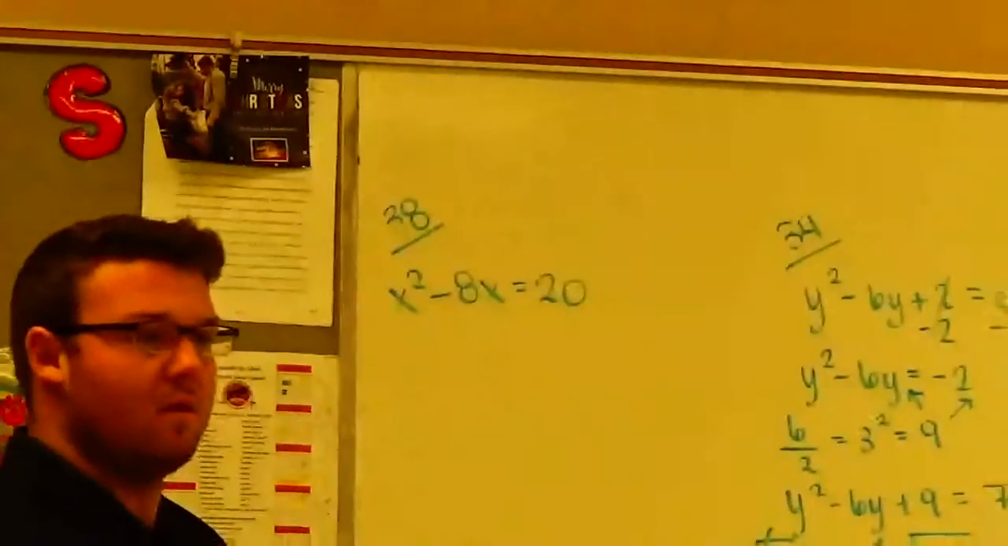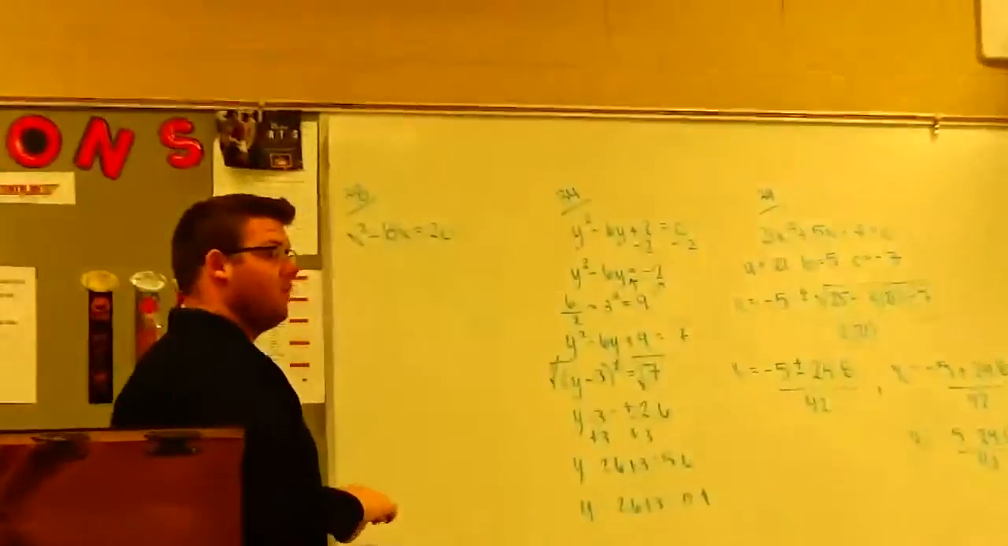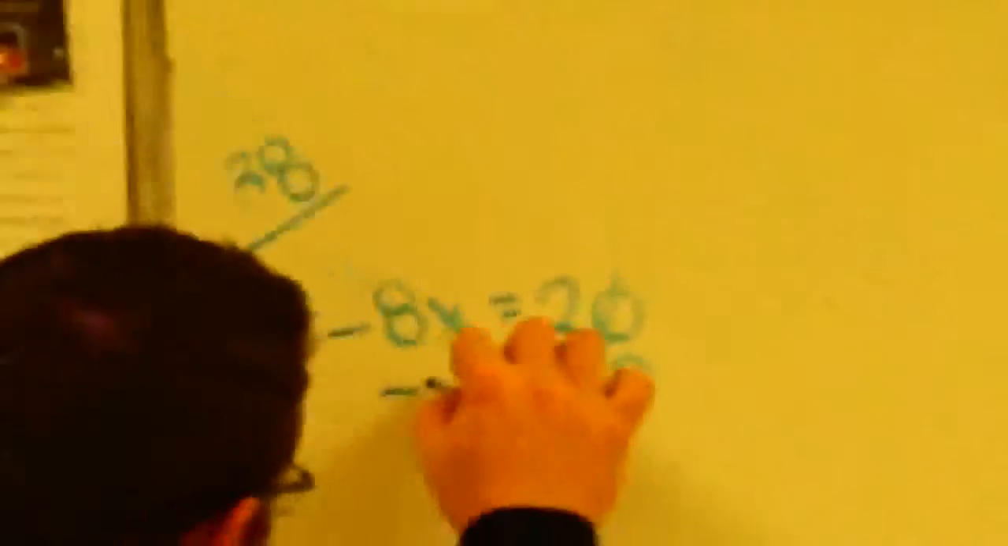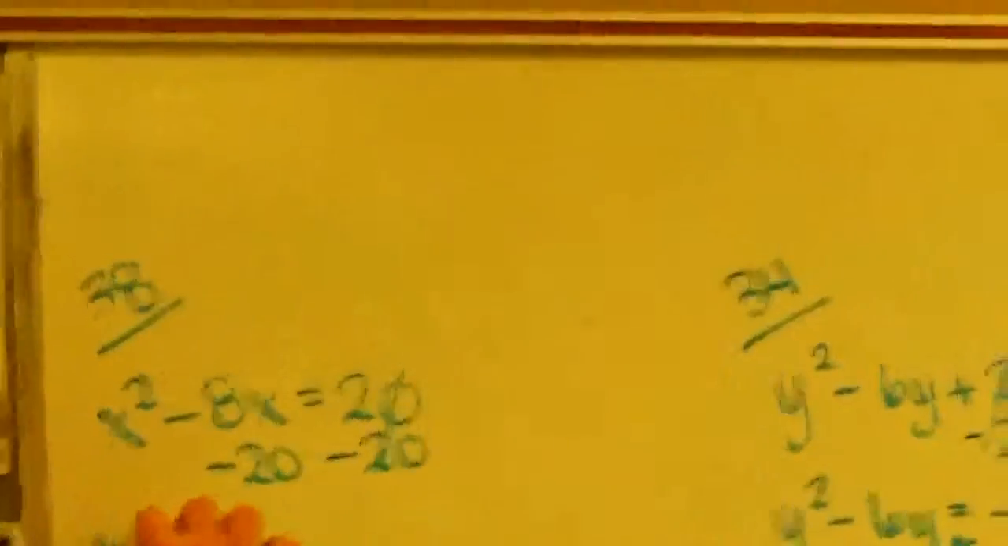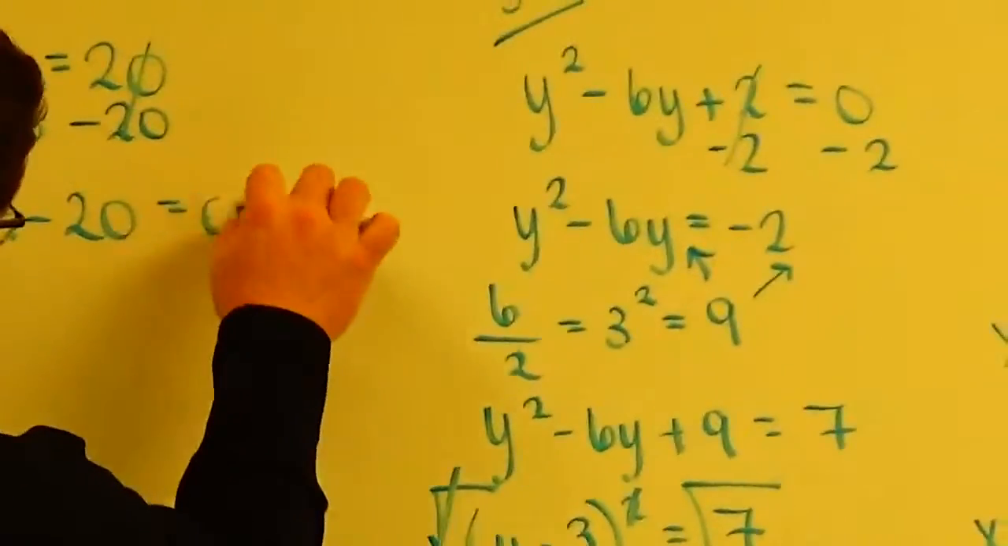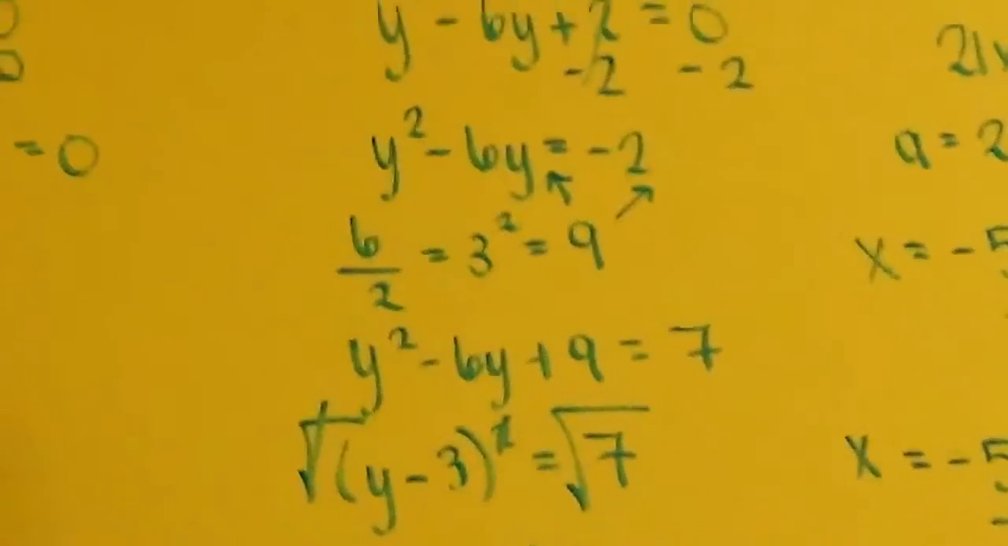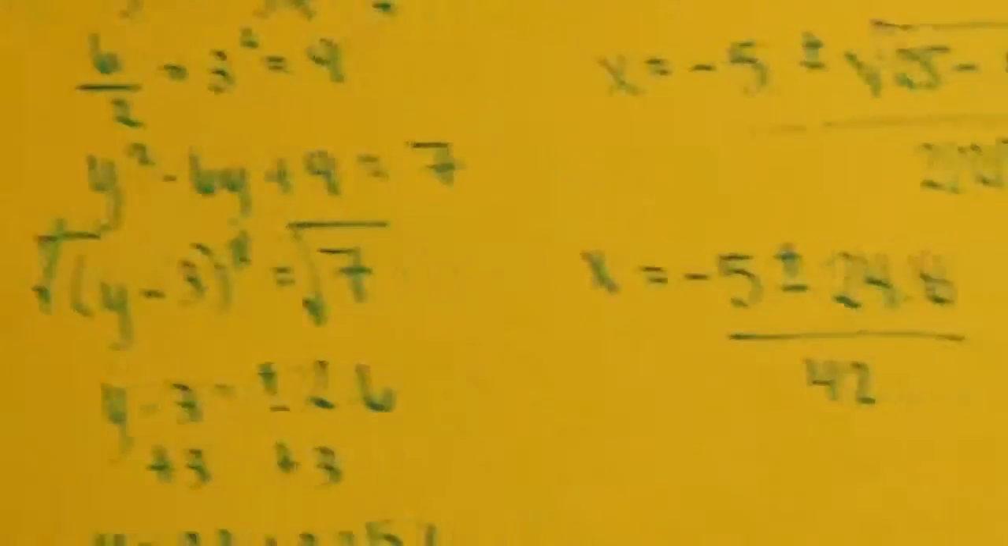All right, how do we put this in standard form? How do we move it over? Subtract 20. So we get x squared minus 8x minus 20, and all that equals 0. Now find A, B, and C. What's A? A is 1. B is what? Negative 8. C is what?